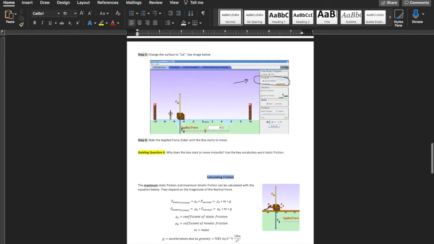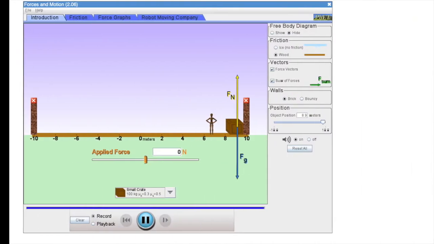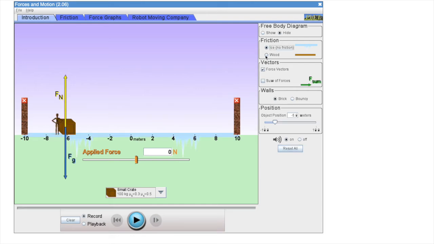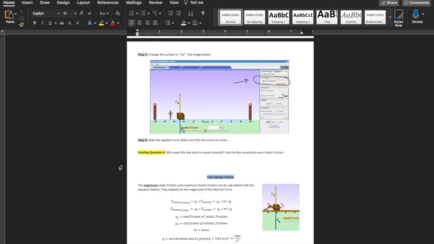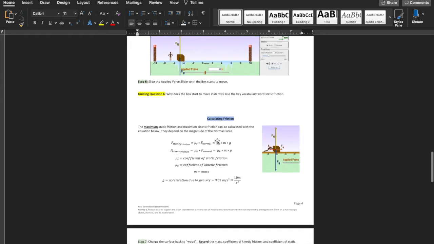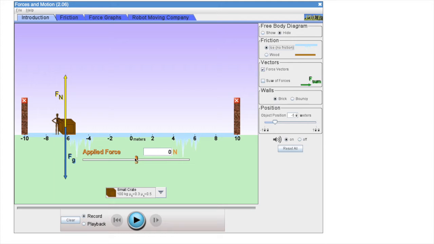All right, 2 more steps. We're going to change the surface to ice. Let's press reset before we do that though. Okay, so reset, then go to ice. After that, we're going to slide the applied force slider bar until the box starts to move. Remember before, when we tried to move the slider bar, the force of friction increased. It was a static force of friction until the applied force got to such a great value that the static friction couldn't keep up and suddenly we were moving to the right.